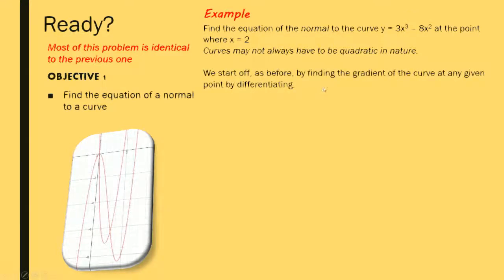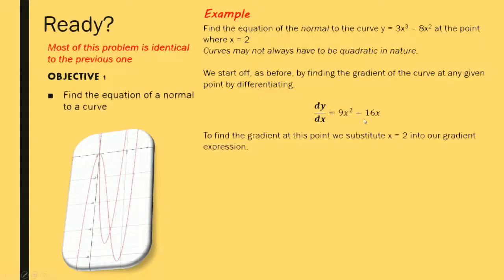And we start off as before by finding the gradient of the curve at any given point by differentiating. If I differentiate, the 3 times the 3 gives me the 9, the 3 minus 1 gives me the 2, so 3x cubed differentiated gives me 9x squared, and minus 8x squared gives me minus 16x.